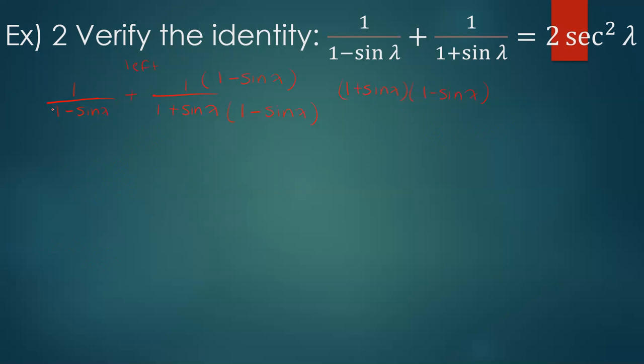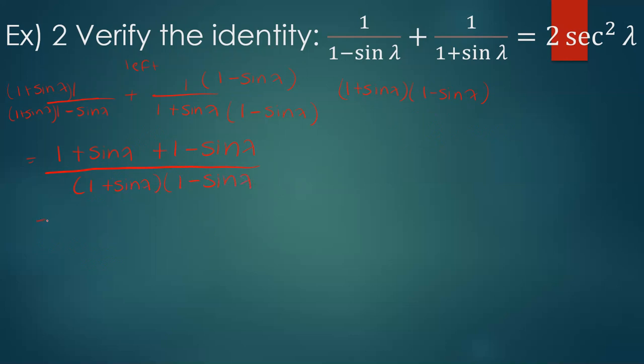And then over here, what do we have to multiply top and bottom? 1 plus sine alpha. 1 plus sine of alpha. Okay, so let's simplify the numerator. So 1 times this is just 1 plus sine of alpha. And then over here, 1 times this whole thing is going to be 1 minus sine of alpha all over the common denominator, which is 1 plus sine of alpha times 1 minus sine of alpha, right?